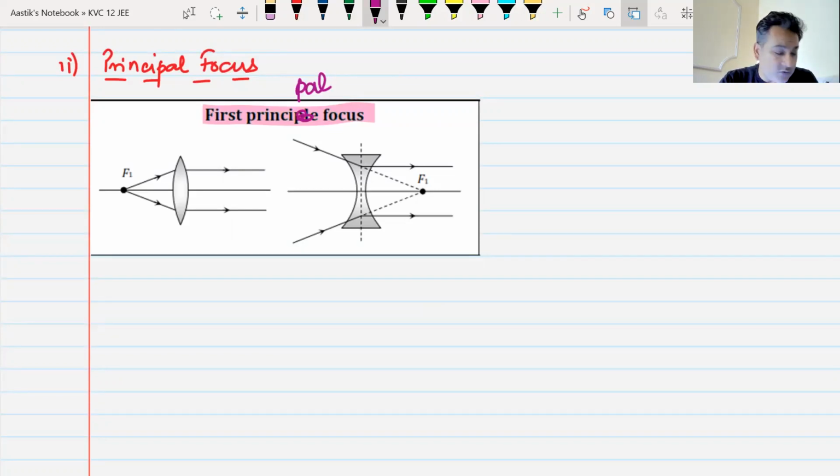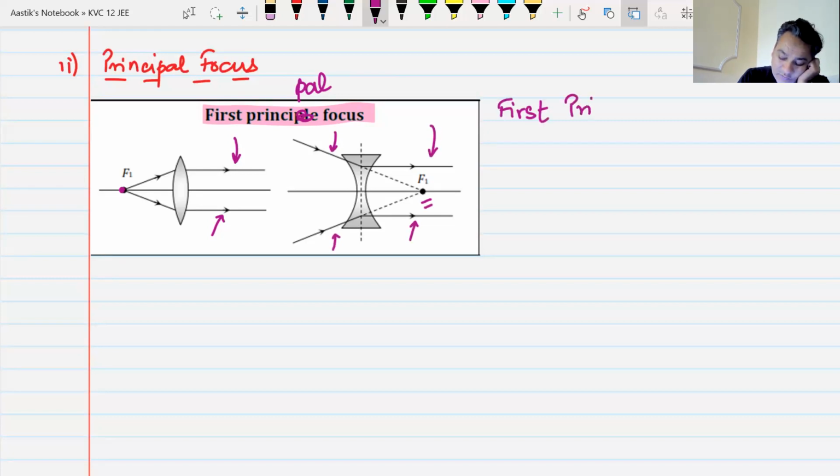What is the first principal focus of any refracting surface? The same definition is valid for the first principal focus of a lens. If I place an object at the first principal focus, after refraction, the rays become parallel to the principal axis. That is the first principal focus. Do we understand this? Yes, sir. That is the case of a convex lens, but in a concave lens, it is slightly different. Rays which are moving towards the first principal focus, after refraction, become parallel to the principal axis. This is known as the first principal focus.